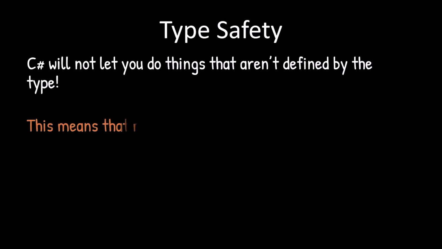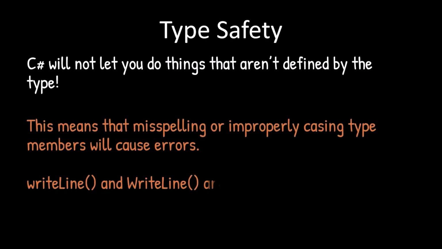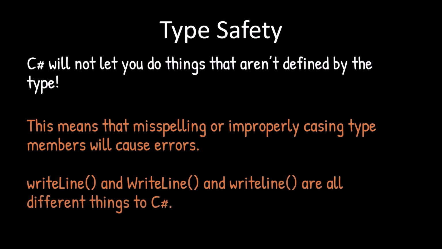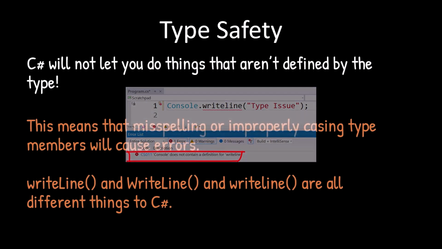But what this does mean is that misspelling or improperly casing type members will cause errors. For our console class, this means that if you lowercase or capitalize letters incorrectly, C# will interpret them as distinct names and only the proper case version is correct. Because a type is a definition, this is what the error "does not contain a definition for X" actually means.